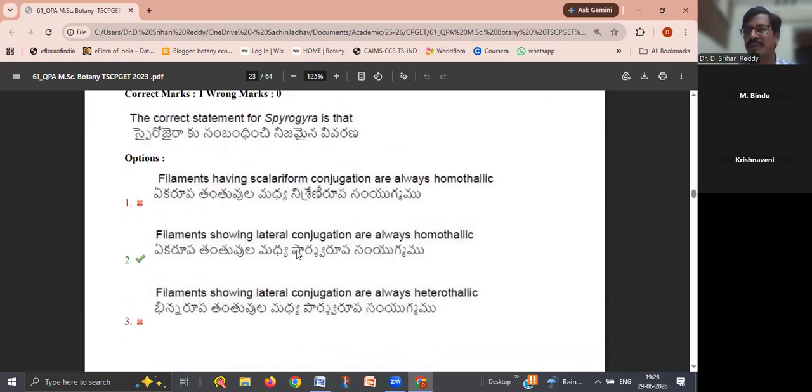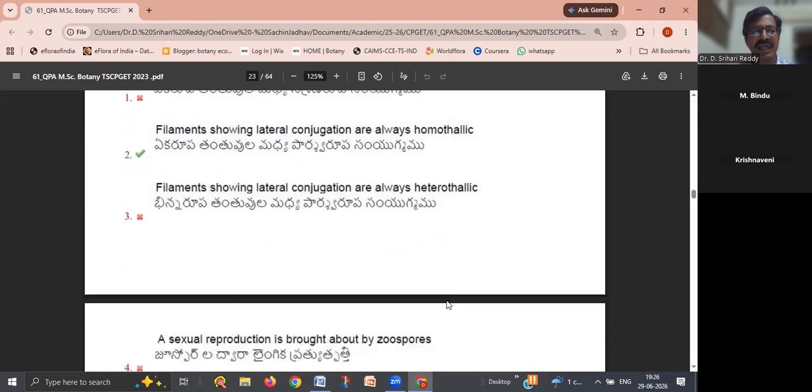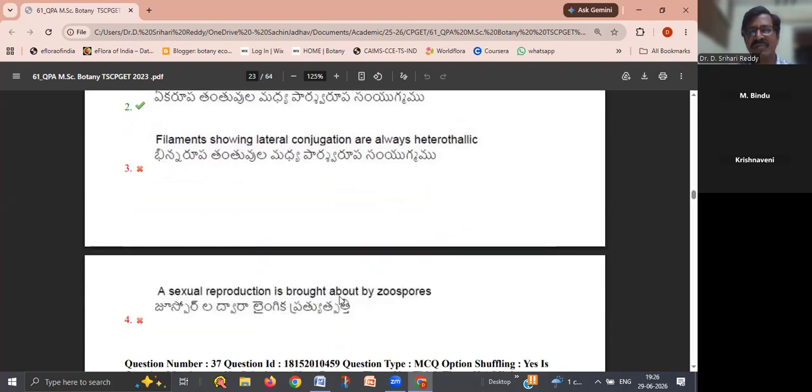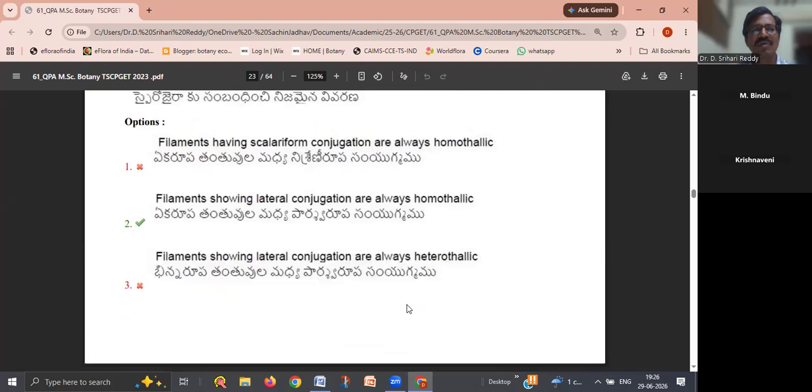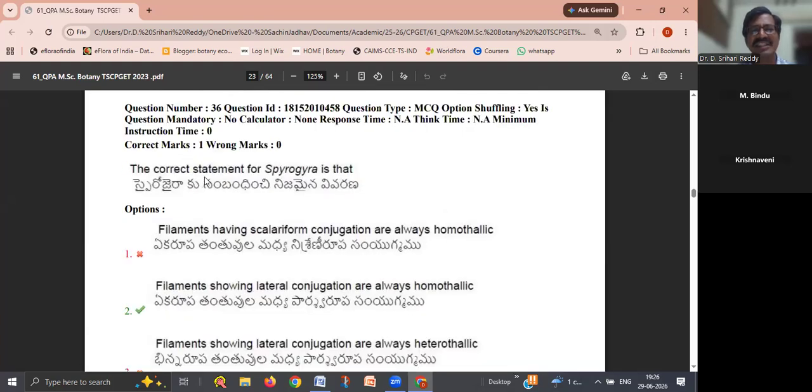Related to Spirogyra, actually we have Oedogonium, but in intermediate you might have studied Spirogyra. So what they ask: filaments having scalariform conjugation are always homothallic; filaments showing lateral conjugation are always homothallic; filaments showing lateral conjugation are always heterothallic; and asexual reproduction is brought about by zoospores. So what they ask is the correct statement for Spirogyra.